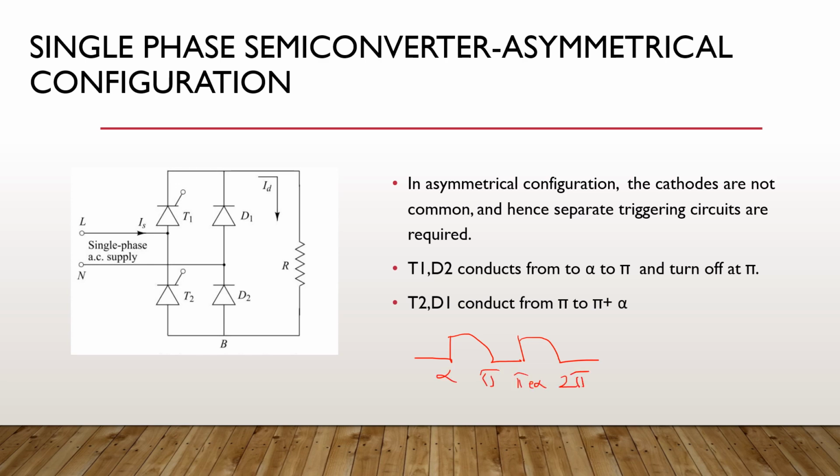Since this is a resistive load, the current can change immediately. When your negative half cycle starts, the current immediately becomes zero, and the thyristor T1 will turn off until T2 is fired during the negative half cycle at pi plus alpha. There is no output voltage across the load. So this is the asymmetrical configuration. The symmetrical configuration is more important and commonly used, so we have focused only on the symmetrical configuration.